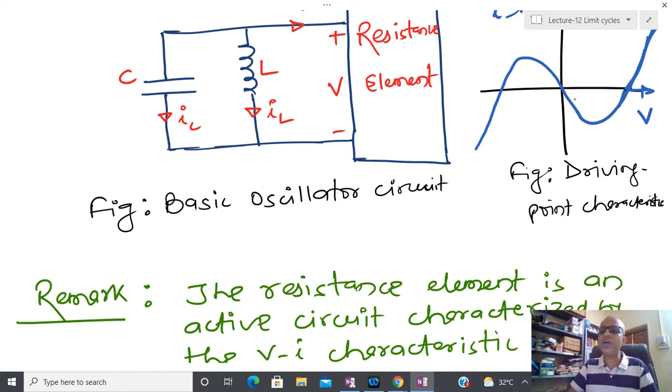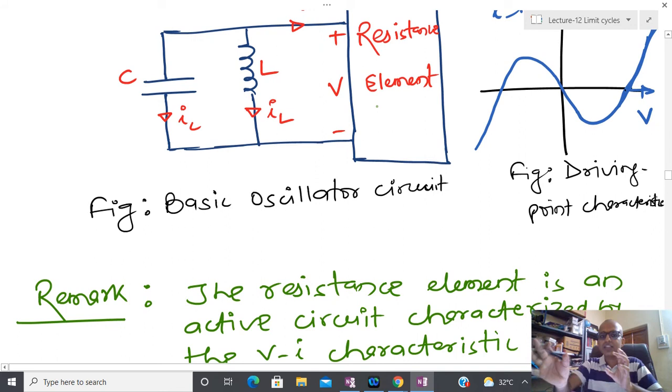If you take some kind of mechanical system and construct this kind of characteristic, and if you replace C and L by their equivalents, meaning mass, spring and damper, based on the equivalence, then it is possible to show that one can also construct some kind of mechanical oscillator. Okay, so the theory is quite general. You just have to construct two energy storing elements which can exchange energy, and you have to build some kind of driving point characteristic that looks like this.